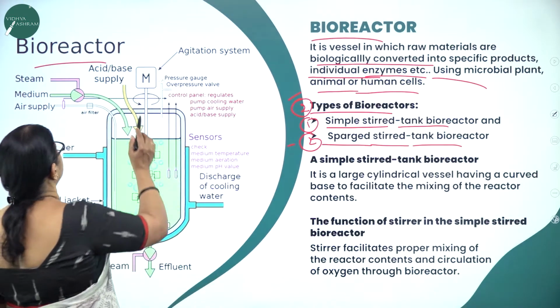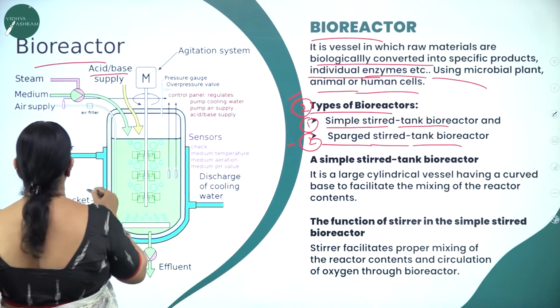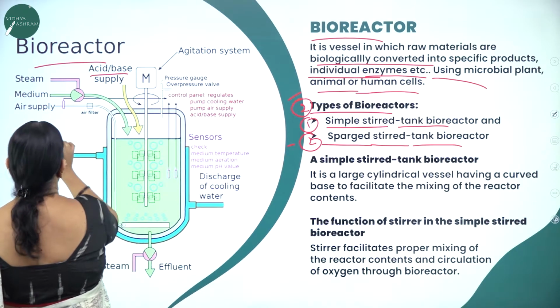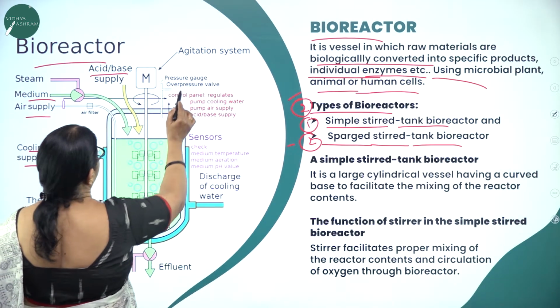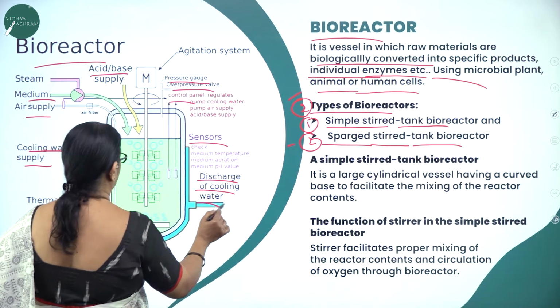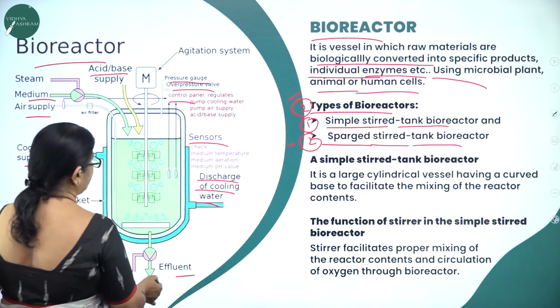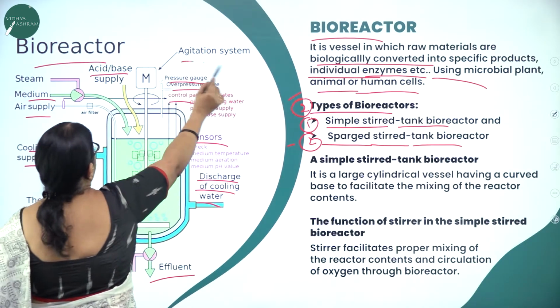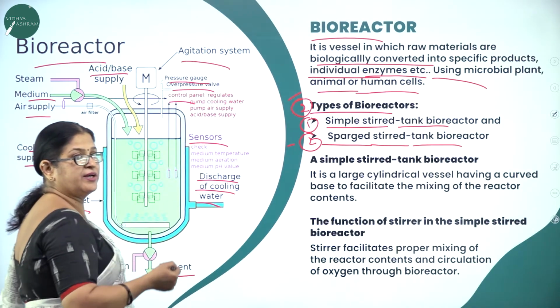Here you can see the very important parts: thermal jacket, cooling water, medium air supply, the pressure gauge, then sensors, discharge of cooling water, then the steam and the effluent. And the agitation system, which will rotate, right?